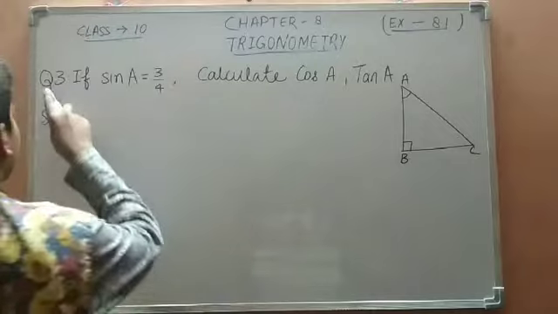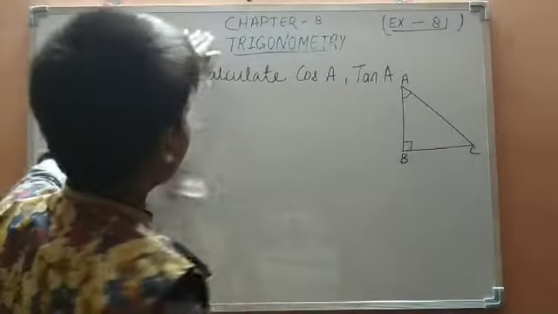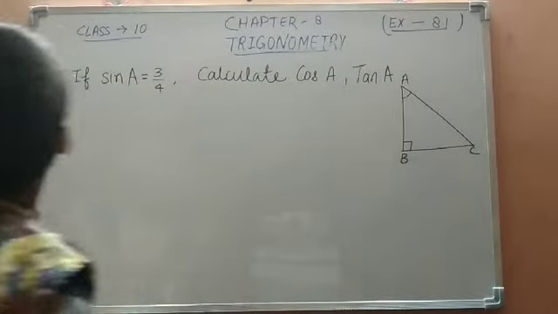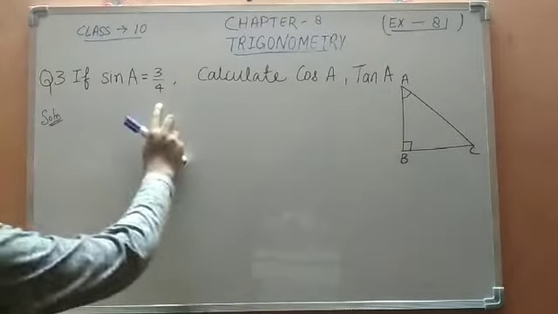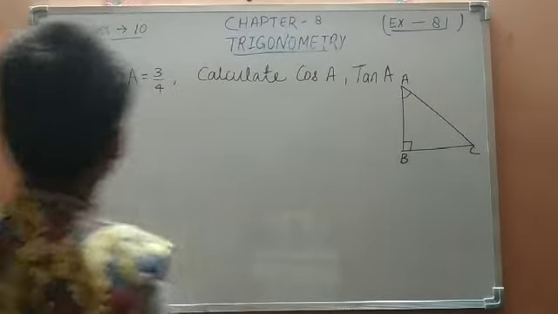Today we will do question number 3 of exercise 8.1 of chapter number 8, trigonometry, of class 10th. Question number 3 says that if sin A is equal to 3 upon 4, calculate cos A and tan A.